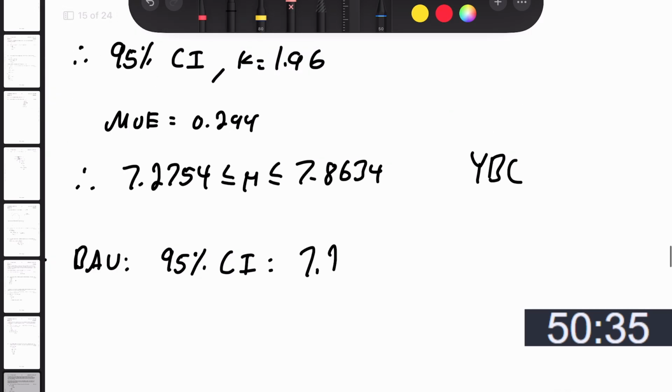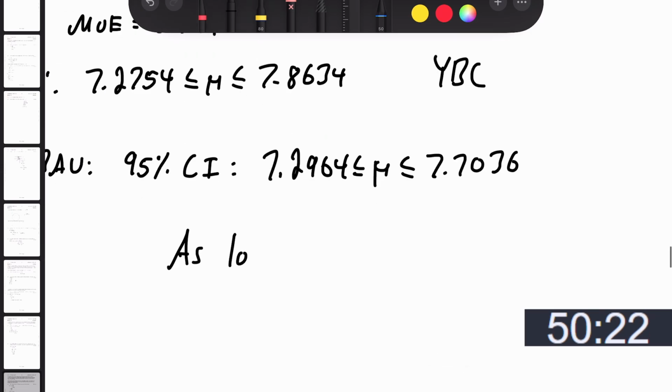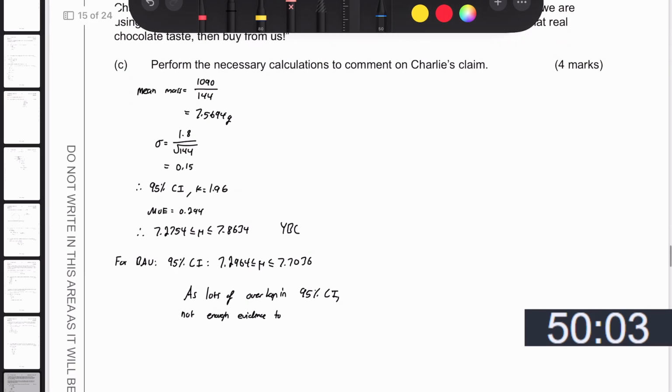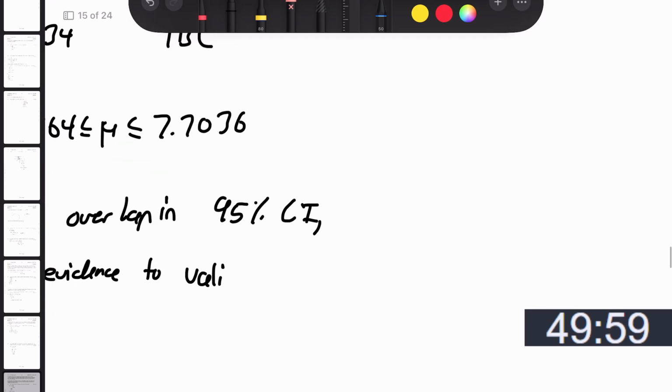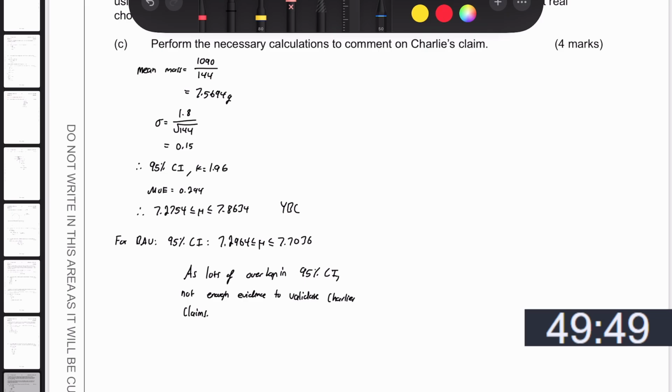So this is 7.2964 plus 7.7036. There's lots of overlap in confidence intervals. Not enough evidence to validate Charlie's claims. Not enough evidence to validate the claims.